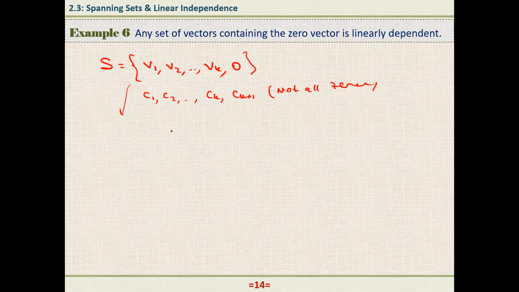So if I just choose this like this, 0 times v1 plus 0 times v2 plus, and here we have 0 times vk, right? And plus here we have a non-zero number. Let's say here we have c times 0 vector, which is always equal to 0 vector. Here c is not equal to 0, right? And that's why if you're talking about a set of vectors, and if this set contains at least a 0 vector, then these vectors are always, what is it, linearly dependent.